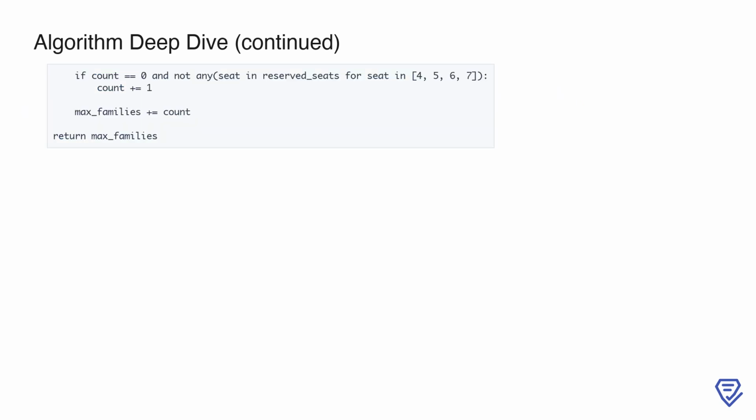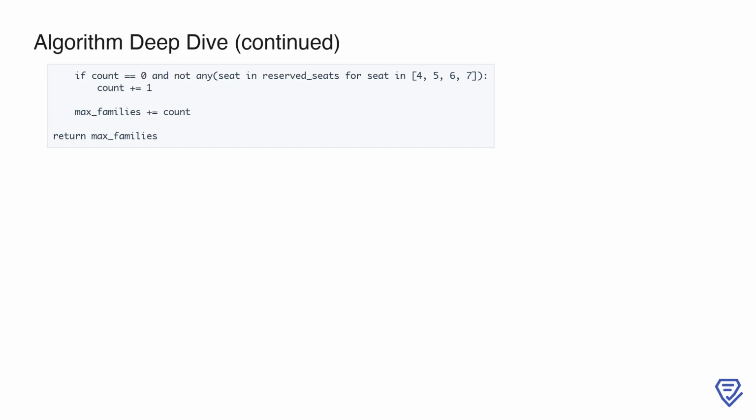Finally, if none of the outer groups, 2, 3, 4, 5, or 6, 7, 8, 9, are available, we check the middle group, 4, 5, 6, 7. If this group is free, we add 1 to the count for the row. After processing all groups for a row, we update the total number of families with the count for that row. Once all rows have been processed, we return the total maximum number of families that can be seated.